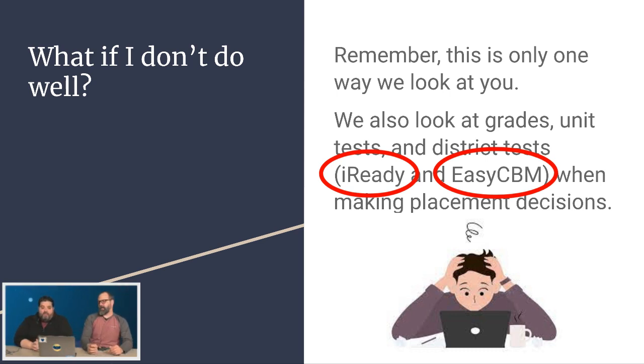And it's one of those things where you might have a bad day. So putting all of our eggs in one basket is not a good idea. We need to be able to take little samplings of how you're doing along the way. So that's where this all comes from.